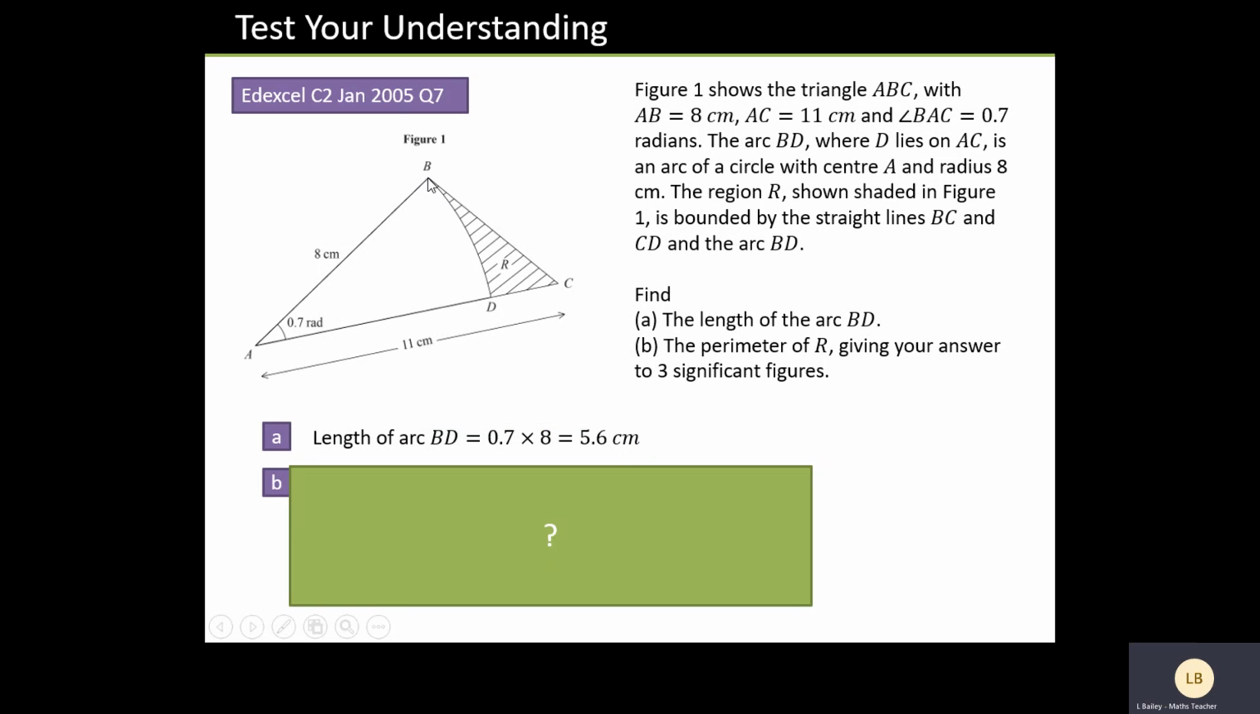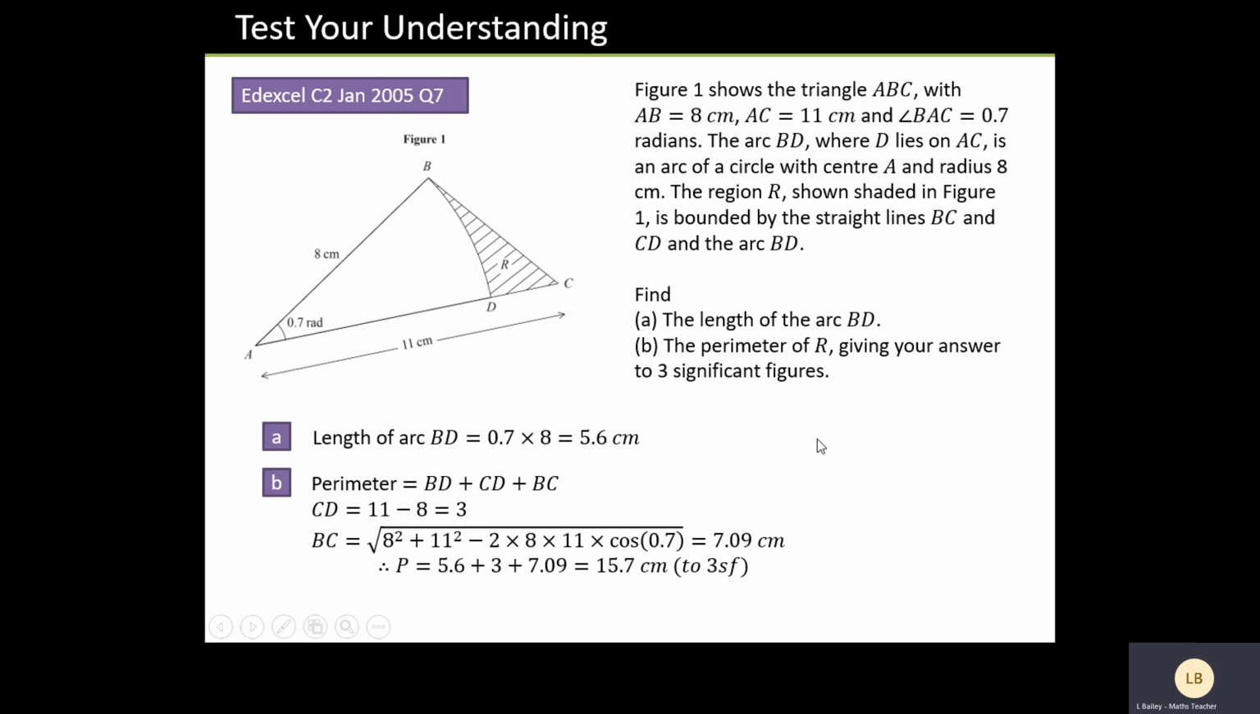So first off, your arc length from B to D, it's just part of the circle where you've got a radius of 8 and an angle of 0.7. So you're just using your arc length is equal to r theta. Now to get the perimeter of the shape. So we know that the length of the arc is 8. The extra bit there is going to be 3.